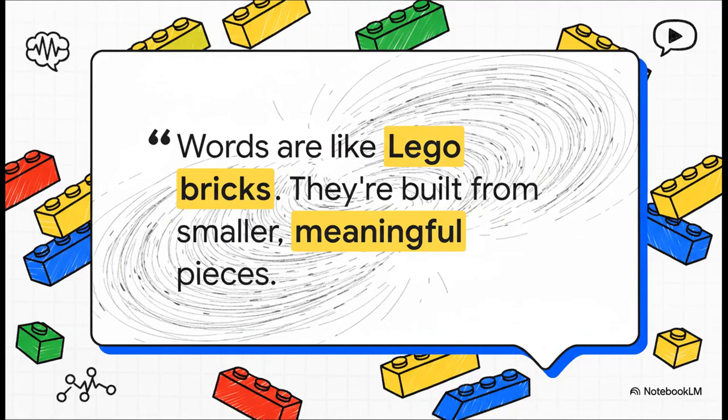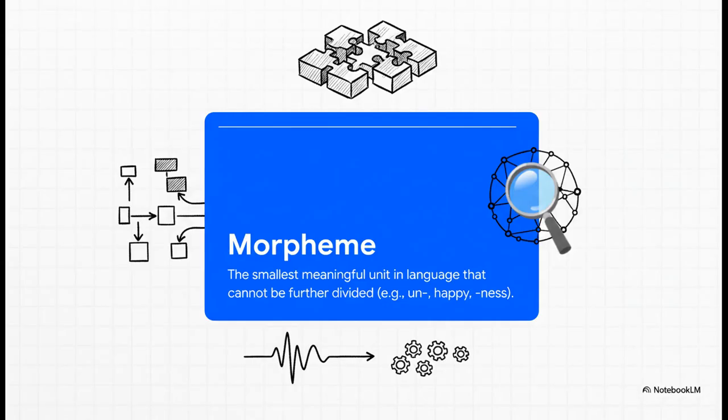And this Lego brick analogy, it's absolutely perfect here. Words aren't just random shapes. They are built from these smaller pieces that click together in really predictable ways. And every single one of those little pieces carries its own distinct meaning. In linguistics, we call these tiny building blocks morphemes. Things like prefixes, un, or suffixes like ness, those are perfect examples. You can't break them down any further without them losing their meaning. They are, quite literally, the atoms of our vocabulary.